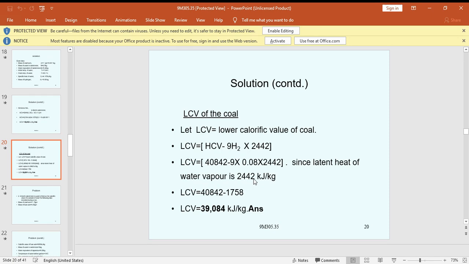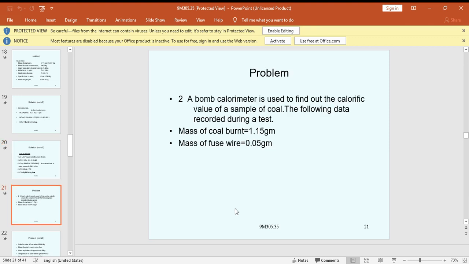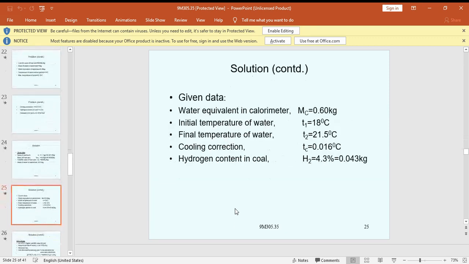LCV of the coal. Let LCV be the lower calorific value. LCV equal to HCV minus 9 H2 into 2442. LCV equal to 40,842 minus 9 into 0.08 into 2442. LCV equal to 40,842 minus 1754, which is 39,084. We go to the another problem.